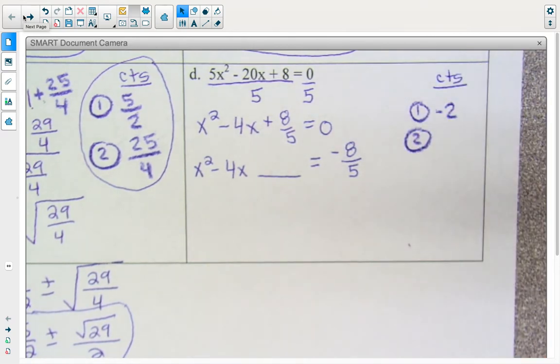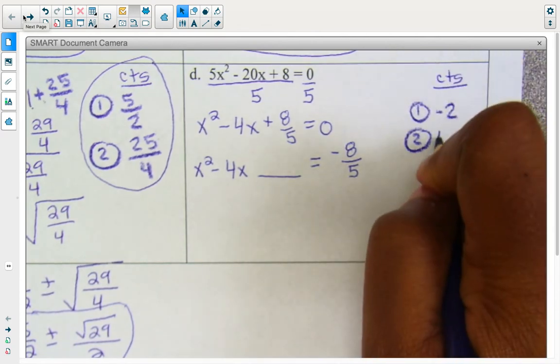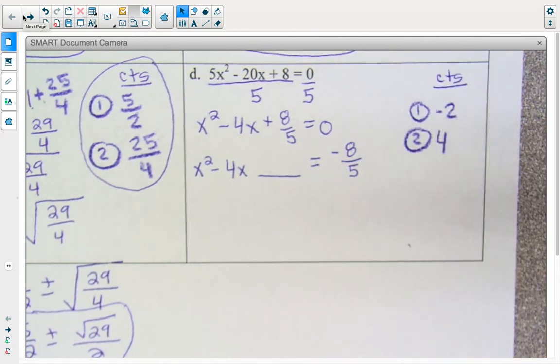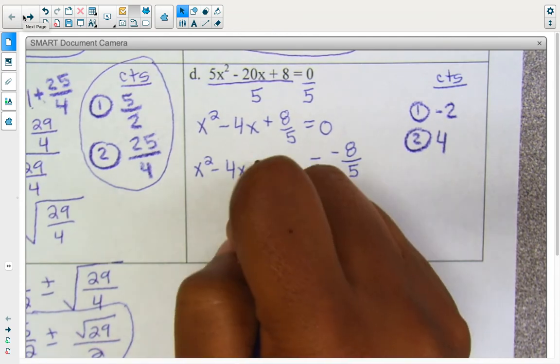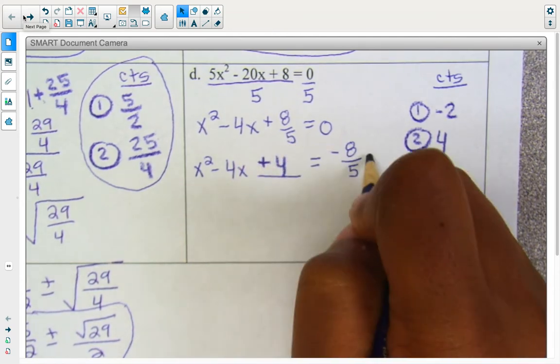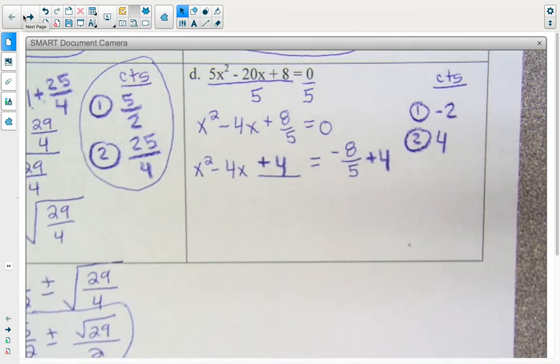Step 2, square that number. Negative 2 times negative 2 is positive 4. So 4 is the number that we're adding to both sides of our equation. So we're going to add 4 here, and we're going to add 4 here.